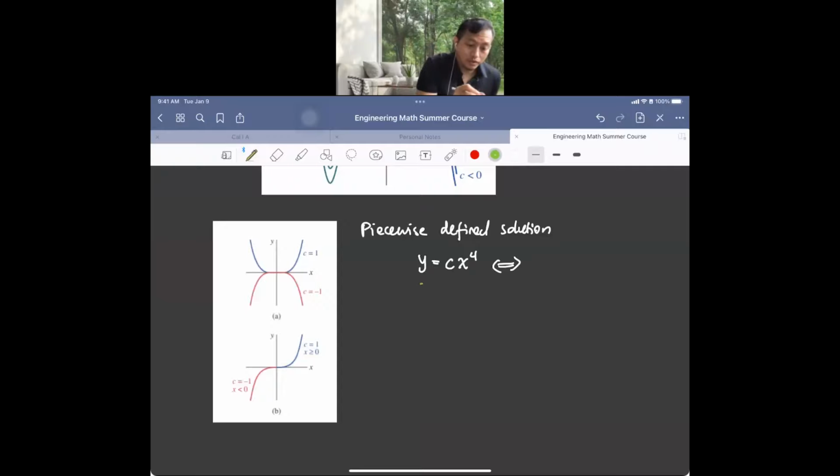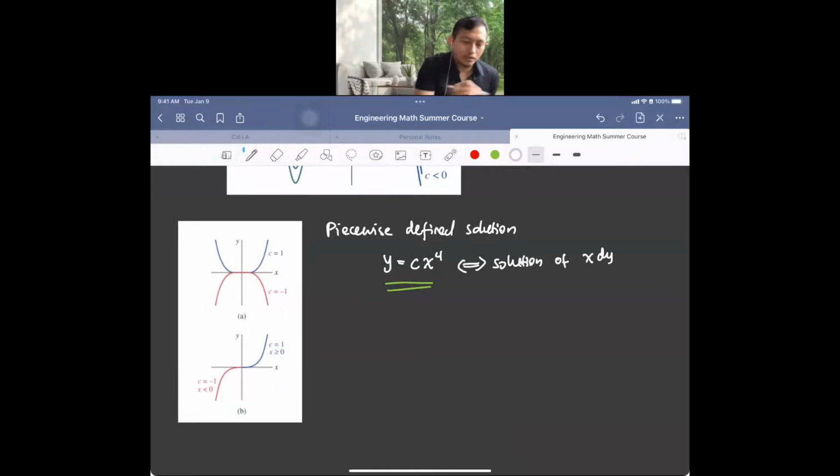Okay, so let's say this y equals cx to the power of 4 is the solution of x dy over dx, or let me just use y prime again, I think it's simpler. y prime minus 4y equals 0 in the interval. And if we look on the graph on the left, these are some solutions of the differential equation.